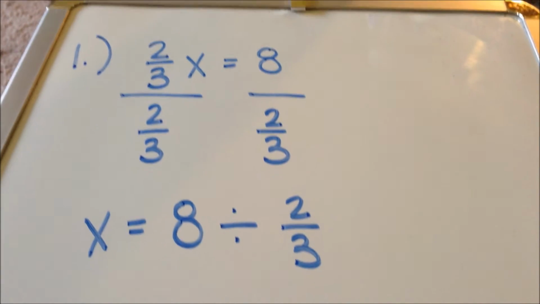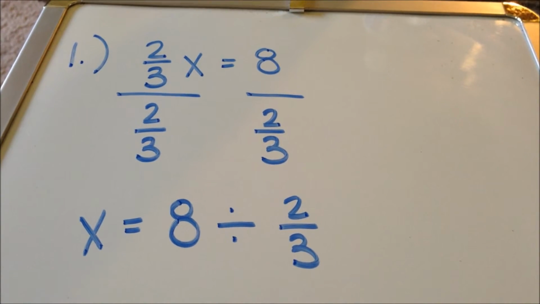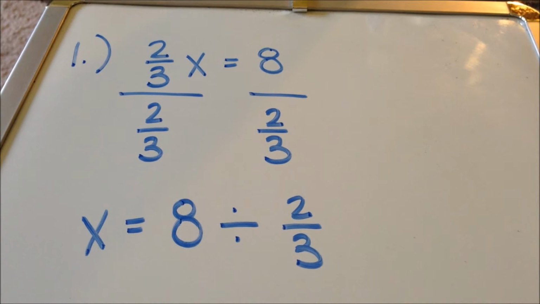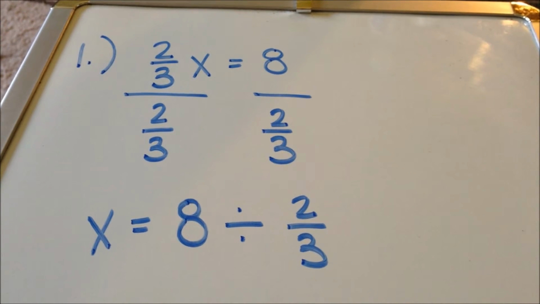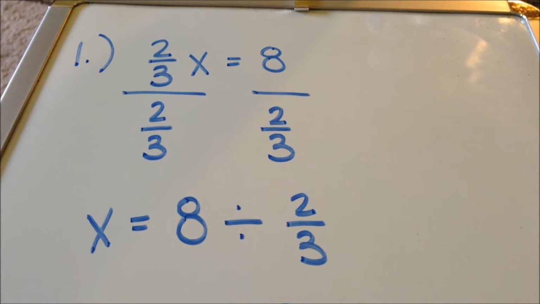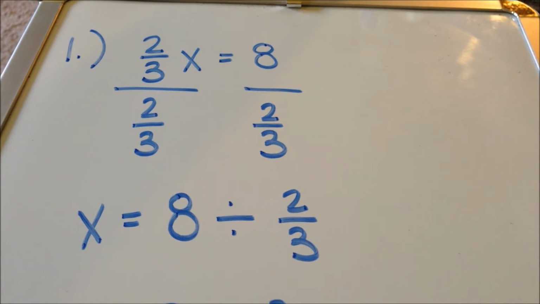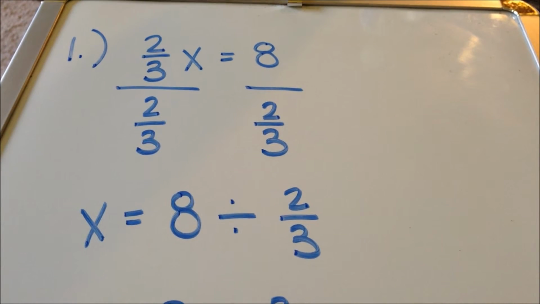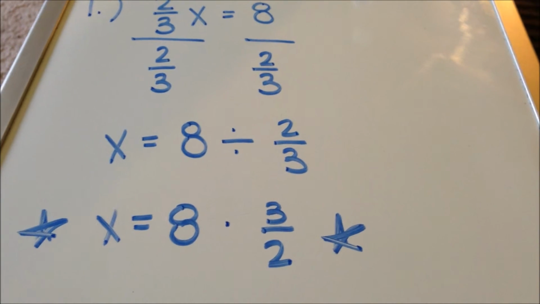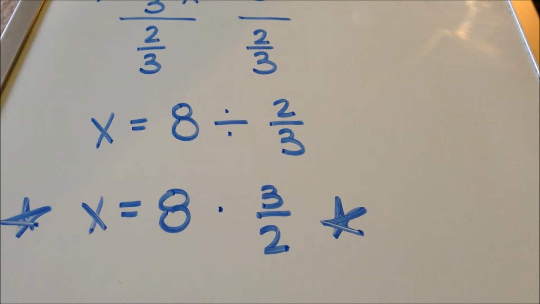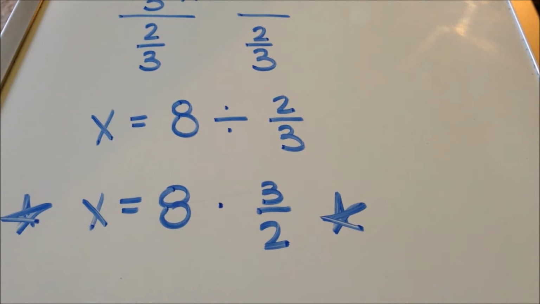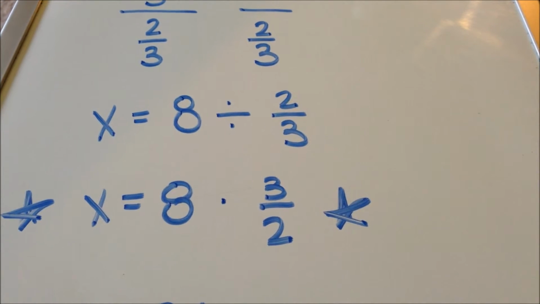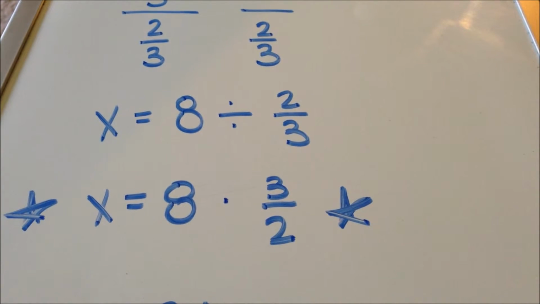So at this point we have x equals 8 over 2/3, and what you can do from here is write it out horizontally as a division. So x equals 8 divided by 2/3. Now, remember when we have division with fractions, we change it into a multiplication problem by taking the reciprocal of the fraction after the sign. So now we have x equals 8 times 3/2.